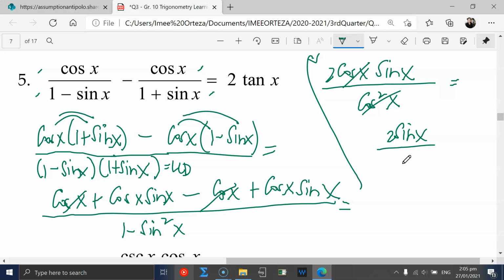over cosine x. The part that says sine x over cosine x, that is a quotient identity of tangent. So 2 times tangent x, which is actually the right side.